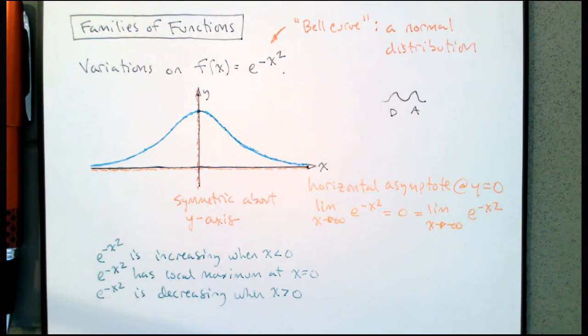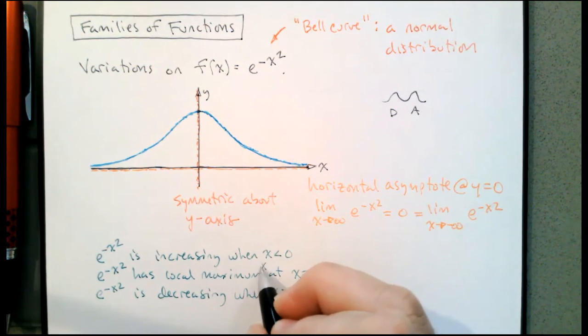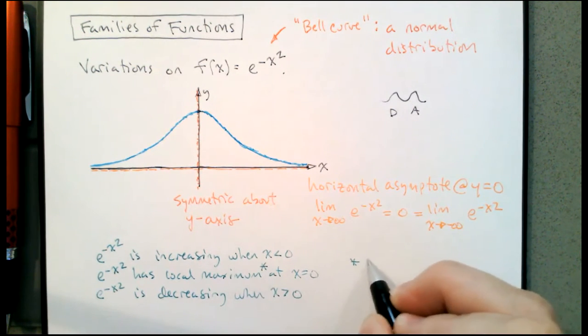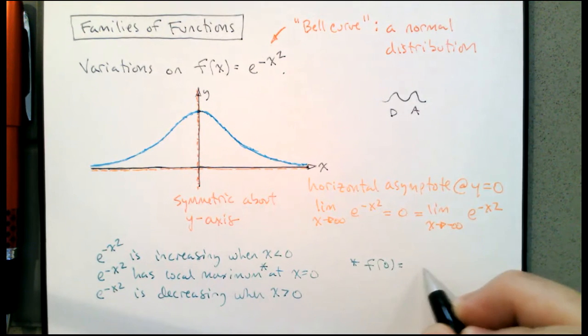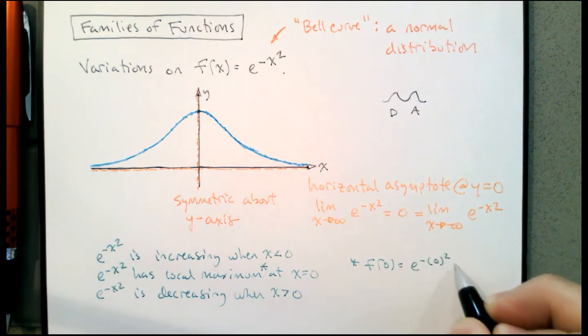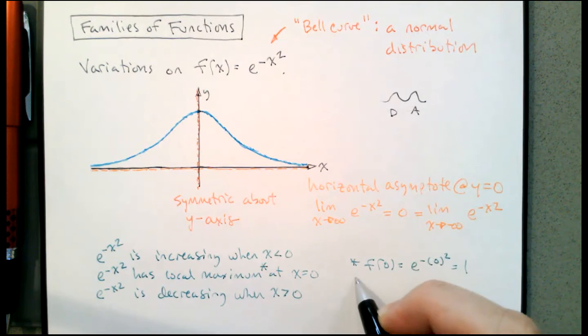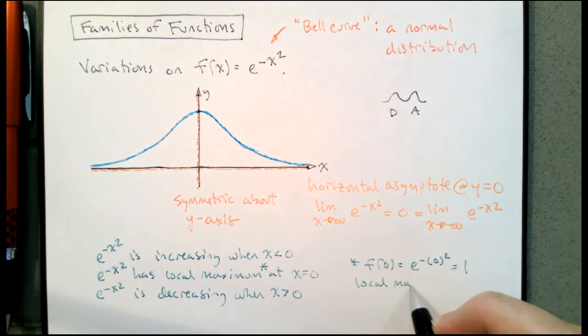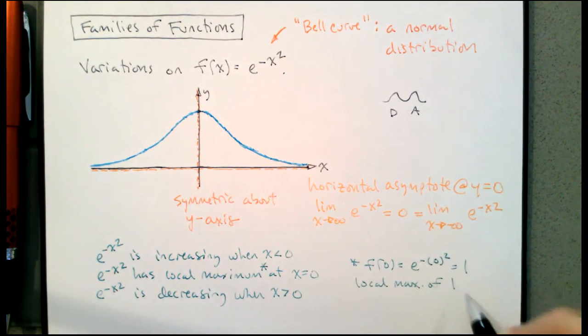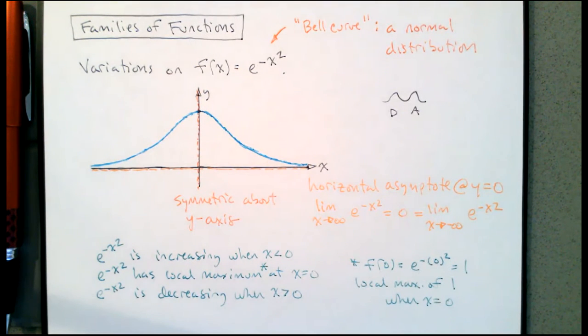Since f of 0 is equal to 1, it has a local maximum of 1 when x equals 0. So we notice that the function is increasing when x is negative, is flat when x is 0, and then decreasing when x is greater than 0.